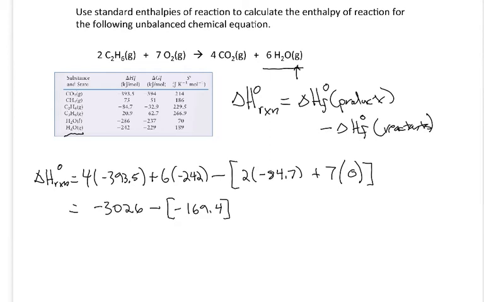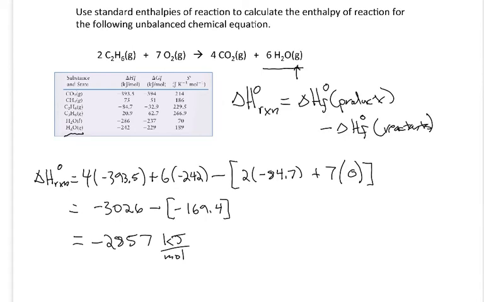And so now just need to remember that a negative times a negative is a positive. So I'm doing negative 3026 plus 169.4. And so my final answer is going to be negative 2857 kilojoules per mole.